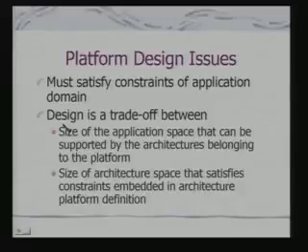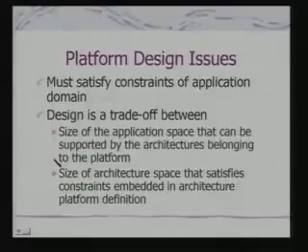Say if you look at the cell phone application, it should support wireless communication, it should support signal processing capability, because I have to process a speech signal, I have to process a video signal, and it should also support the various kinds of timing constraints of the application domain. And design of the platform is a trade-off between the size of the application space that can be supported by the architectures belonging to the platform and the size of the architecture space that satisfies constraints embedded in the architecture platform definition. Okay. So these are the two points which should be very clearly understood.